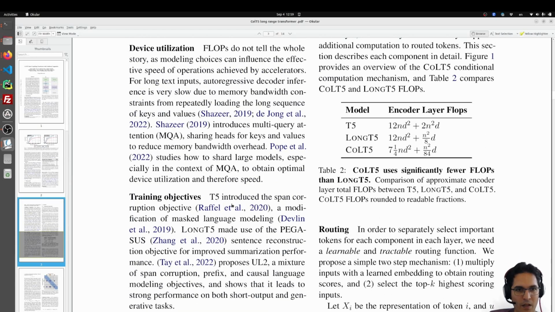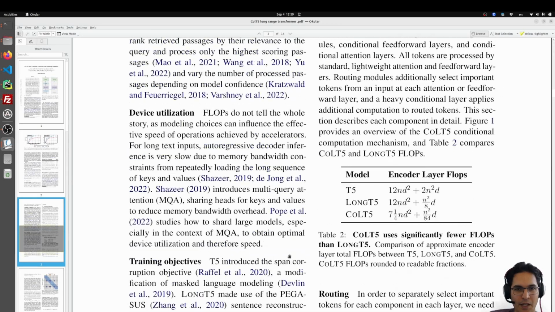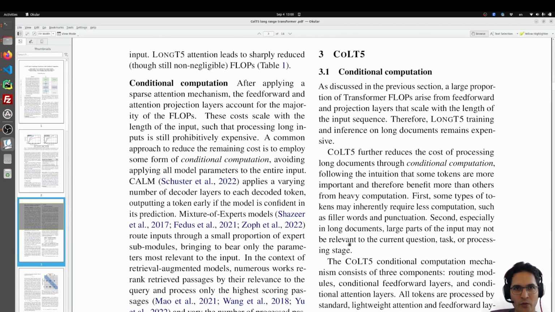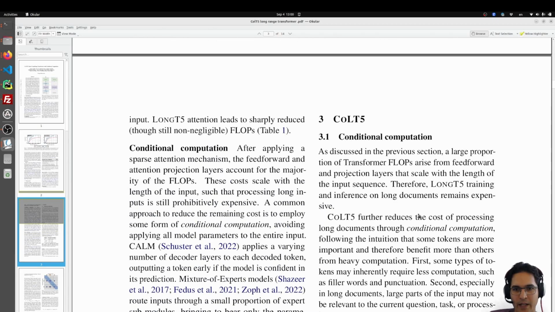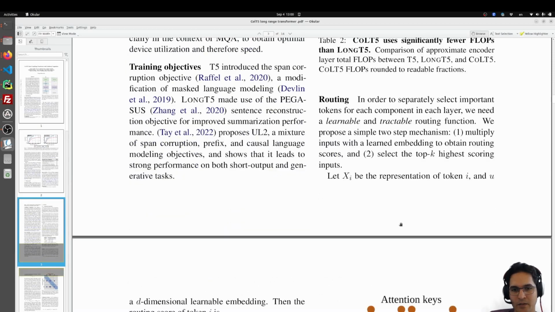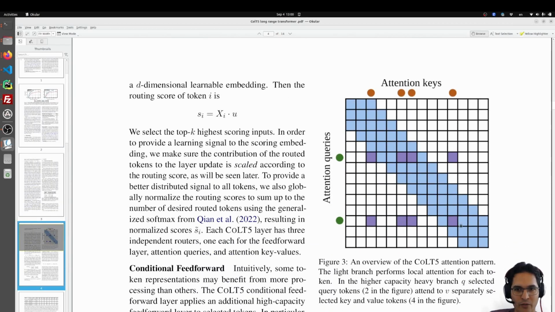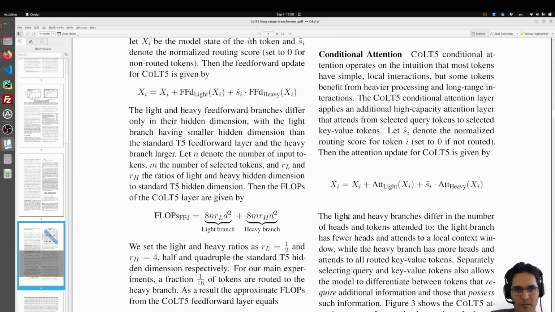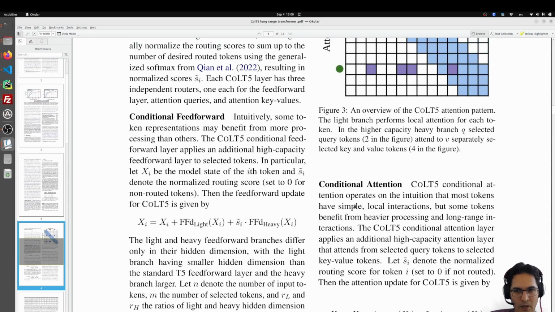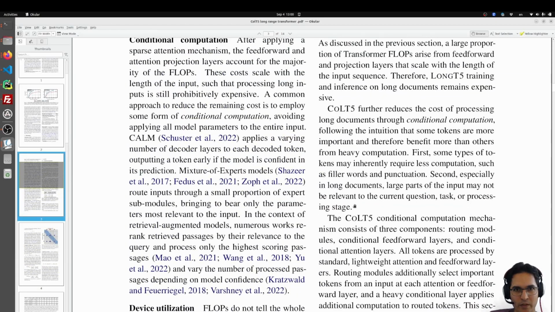They also talk about the training objective. As we discussed, LongT5 uses Pegasus. In this paper, ColT5 used UL2, a mixture of span corruption, prefix, and causal language modeling. Now you know all of these together, and I think for this video, it's enough. Maybe I can start explaining routing in the next video and then start writing some code, because when we are reading this, we can start writing code. It's very simple. Let me maybe read through it a little.